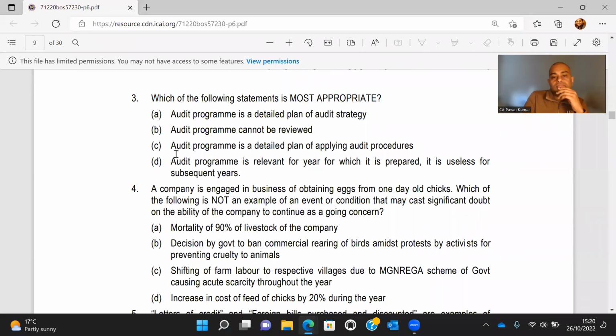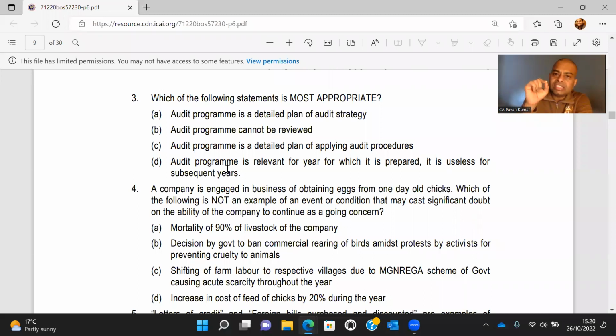Audit program is a detailed plan of audit strategy. Audit program cannot be reviewed. Audit program is a detailed plan of applying audit procedures. Audit program is relevant for the year for which it is prepared. It is useless for subsequent years. Very good. So which standard deals with this? Do you think it is SA 300? SA 300. Excellent. Very good. SA 300.